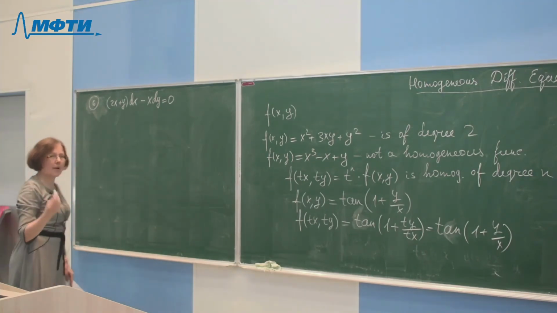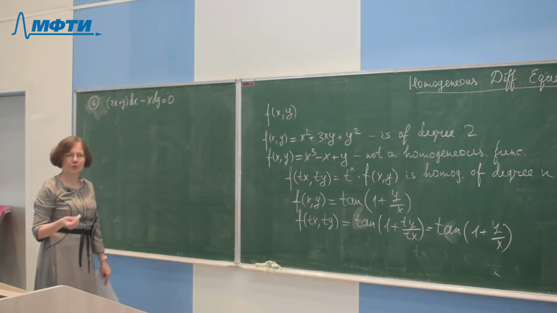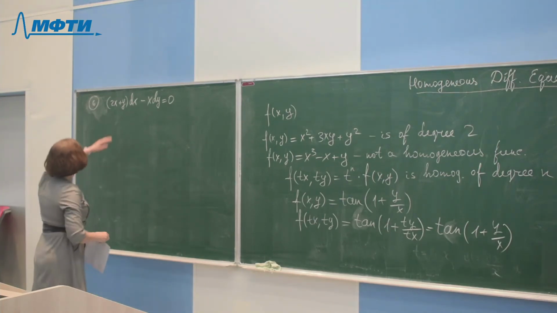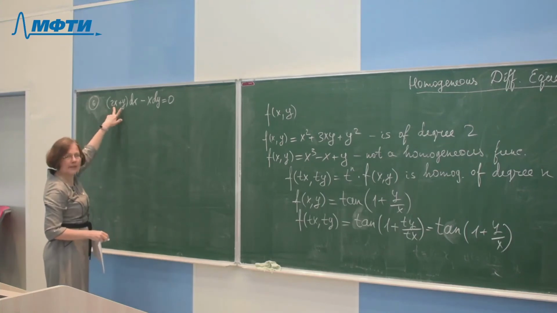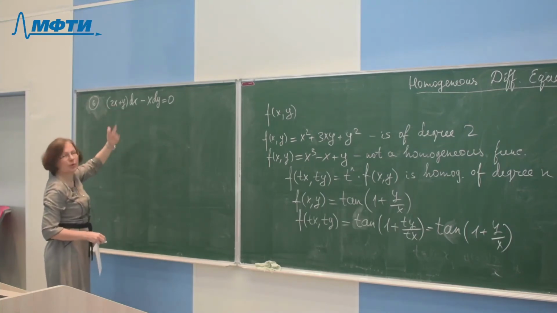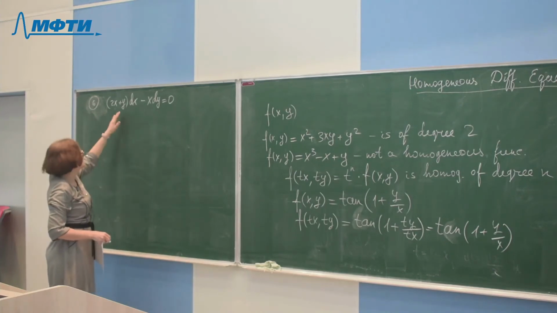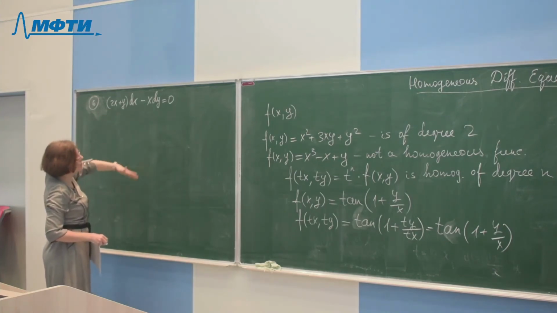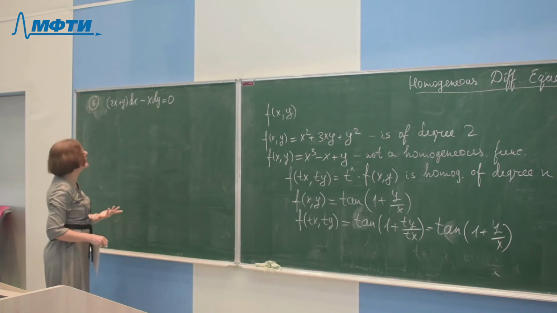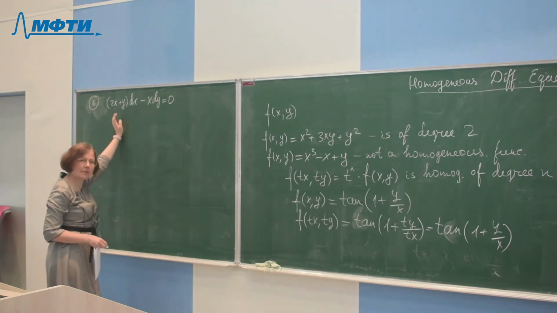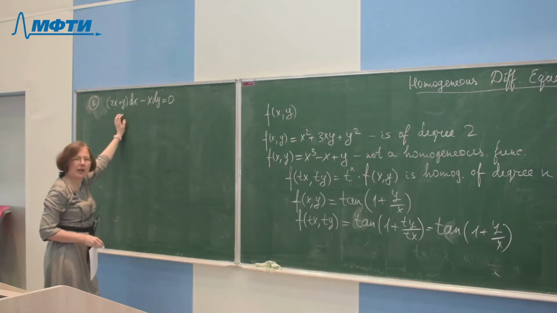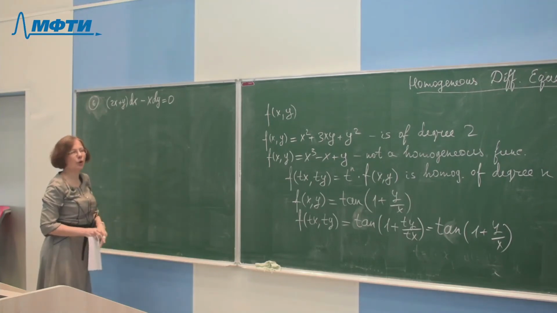Is it a separable differential equation or not? No, because this is the sum of 2x and y, and it can't be represented as a product. So we can't solve this equation using the preceding technique. But it can be reduced to a separable differential equation by some substitution. Let's check whether this differential equation is homogeneous or not.